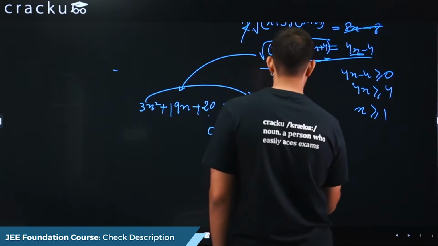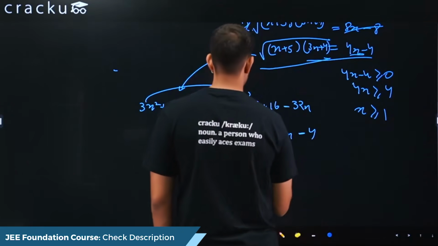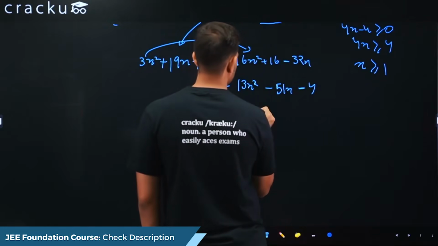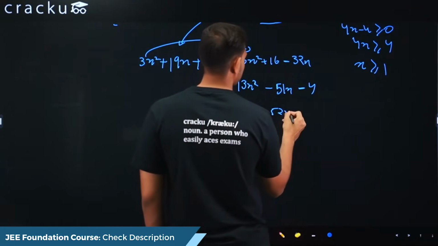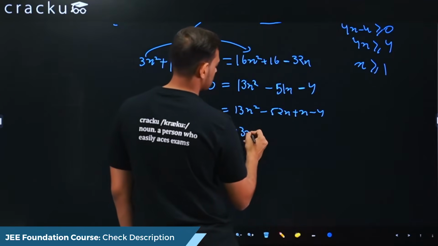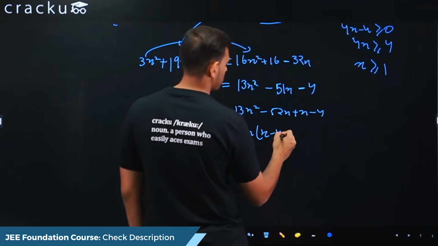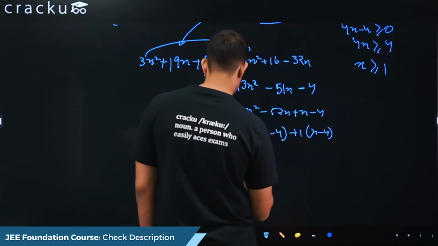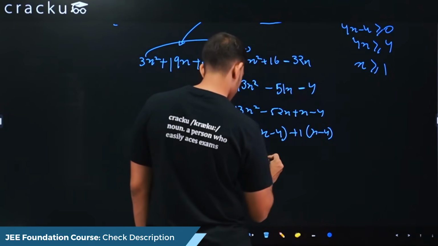16 minus 20 is minus 4. This will be the final quadratic equation. I can factorize it as 13x squared minus 51x minus 4. I get 13x(x minus 4) plus 1(x minus 4). The factors are these.